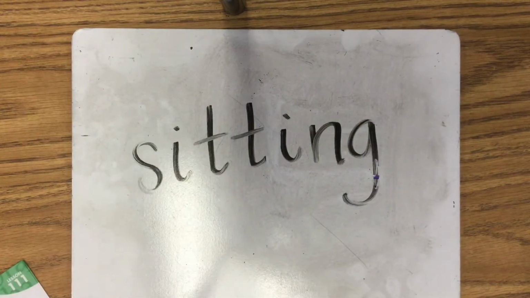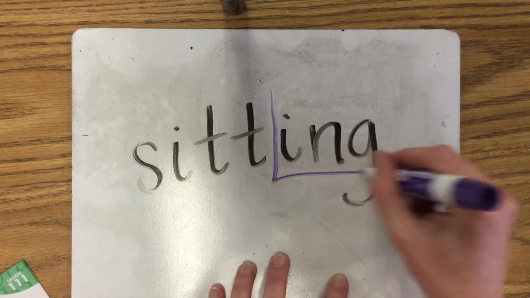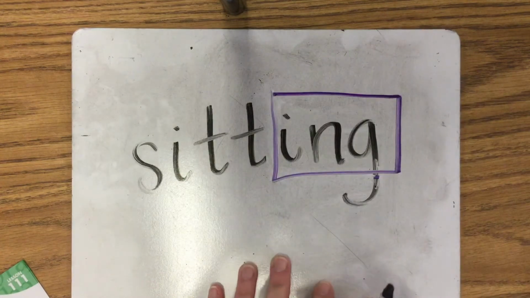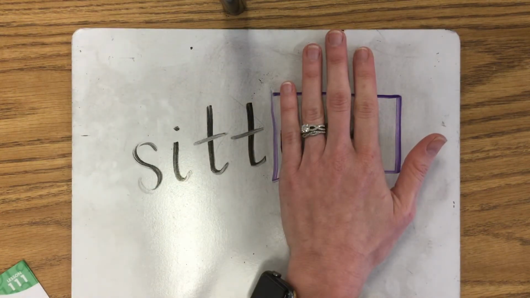All right, let's look at our first example. The first thing we do when we look at a word is see if there is a suffix. So if we look at this word, we see that we do have suffix ing. We're going to box in the suffix ing. We're going to cover it up and then look at our root word.